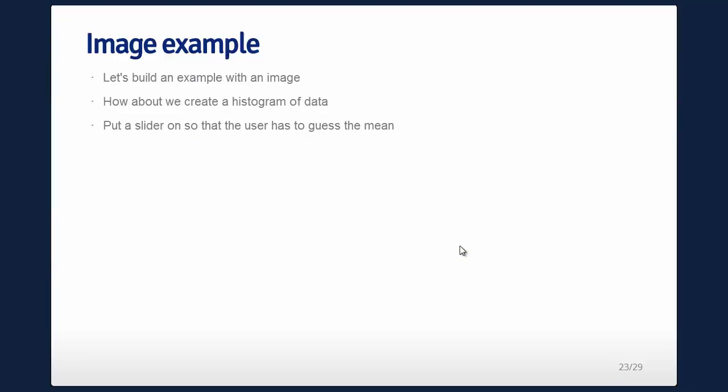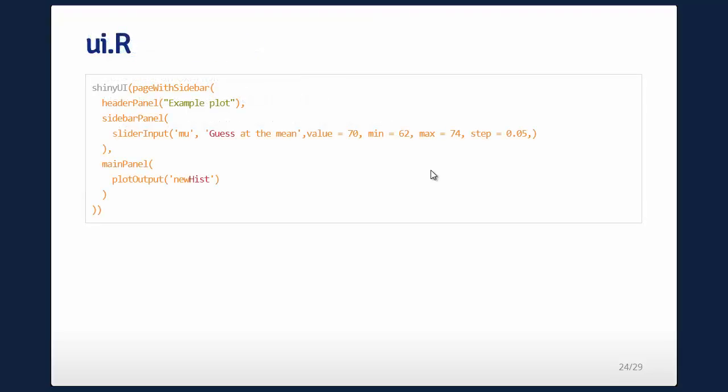Okay, so let me go through showing an image, how to embed an image. And then let's put a slider on it. So we're going to create a histogram and put a slider on it so that the user has to guess the mean. What I'm going to do is create in my sidebar panel a slider input. Mu is going to be my label. I'm going to say guess the mean. You're going to start at a value of 70. It's going to slide from 62 to 74, and the step size is going to be 0.05.